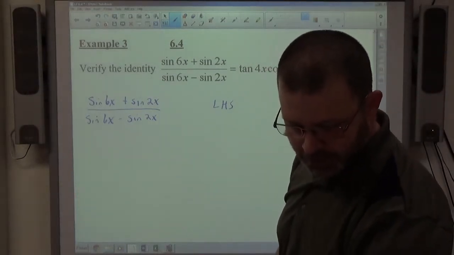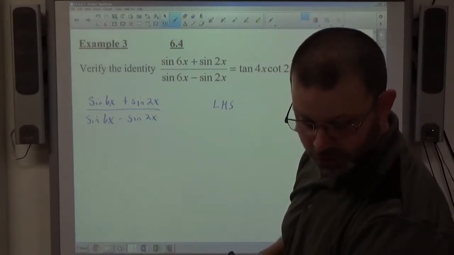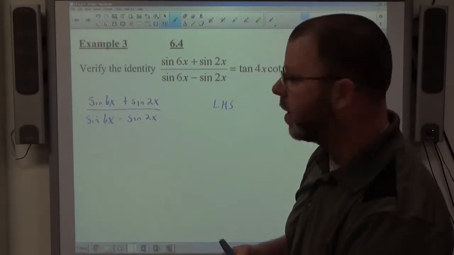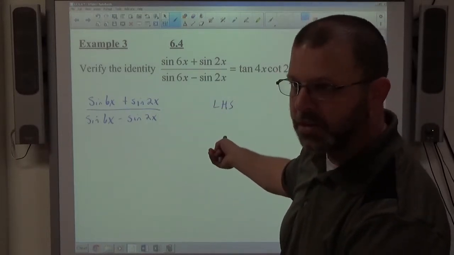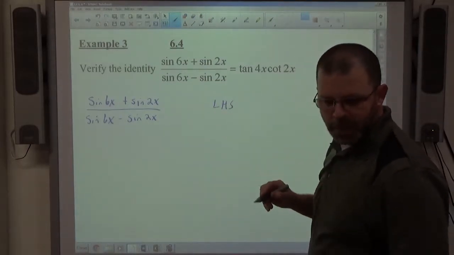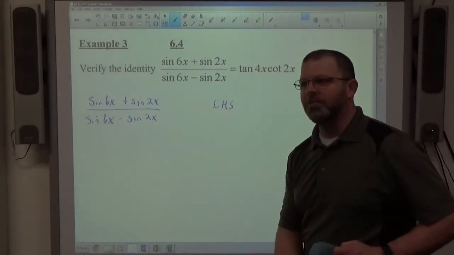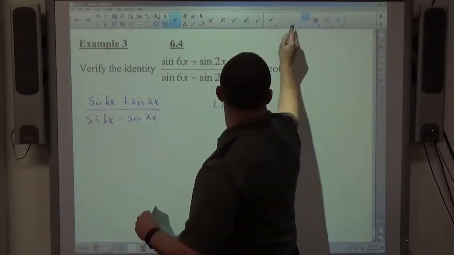43b through 46. 43b says sine of x plus sine of y, 44 says sine of x minus sine of y, right? So sine of x plus sine of y on top, sine of x minus sine of y on the bottom. So 43b and 44 will be the ones we want to use. And again, I'm not 100% familiar with these, so I'm going to look them up.